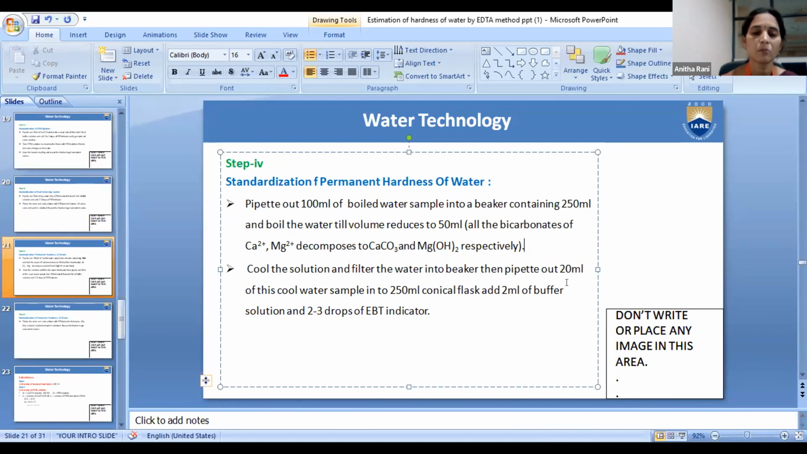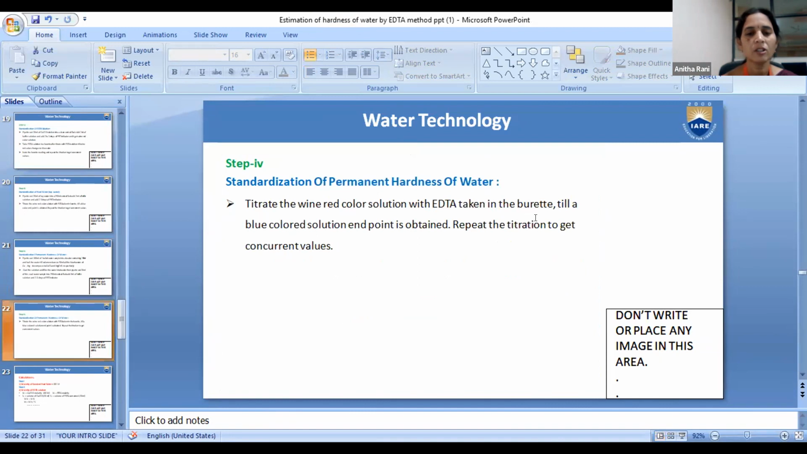Then pipette out 20 ml. So from that 50 ml water, you pipette out 20 ml into conical flask, add 2 ml buffer, add 2 to 3 drops of EBT indicator, then you can do the titration with the EDTA. You will take the burette reading. When you get the color change from wine red to blue color, the end point will be obtained, then you can note down the burette reading.